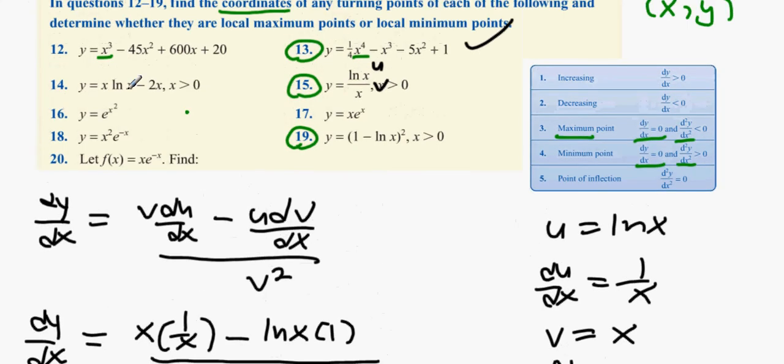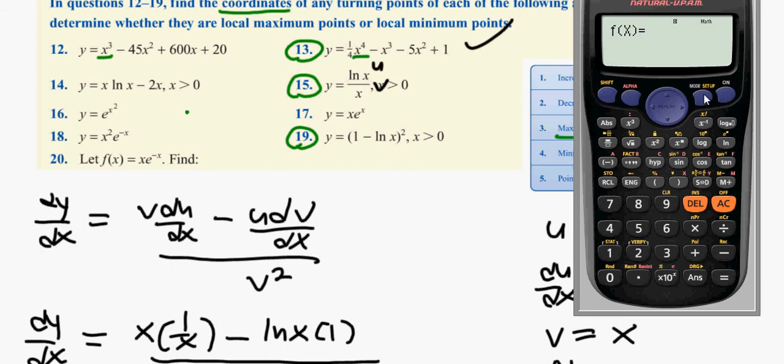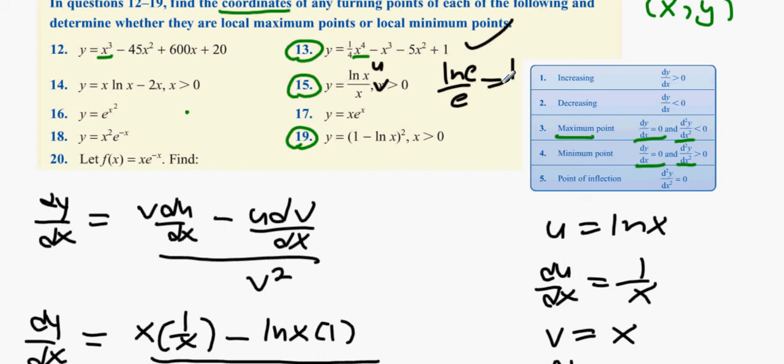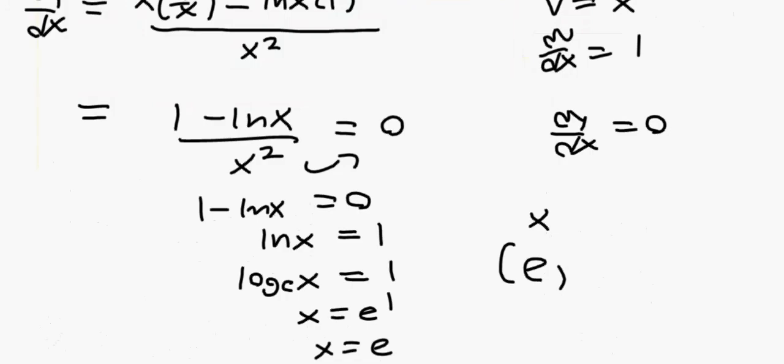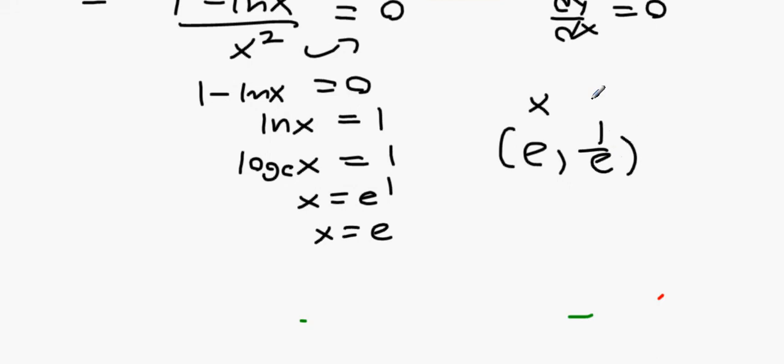So we go back to the original function, which is ln x over x. So we put this into our calculator. What it's going to be is ln e over e, and ln e is ln of e to the power 1. ln e is 1, so it's going to be 1 over e. So this is the point e, 1 over e. We now have to figure out if this is a maximum or a minimum point.